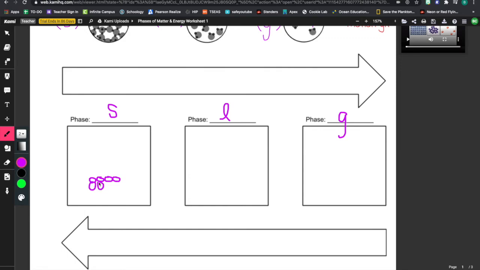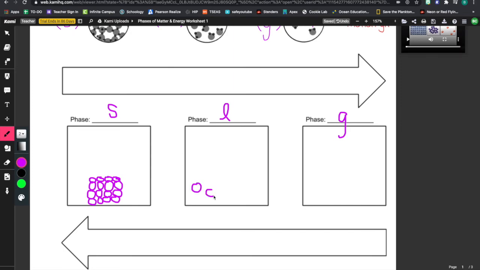So here's our solid. Pardon my horrible drawing skills on the computer. I think you guys are a lot better at this than I am. But here's our chunk of ice, essentially, super zoomed in, right? We have all of the molecules together, touching.